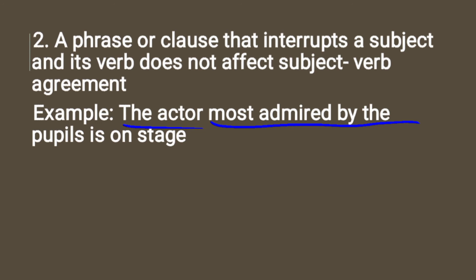So the actor most admired by the pupils, we're not going to say are on stage. If we say are on stage, then we mean the actor is not the subject, but the pupils. That's what we are going to mean if we do it that way. Now, since we know the principles of English, we are perfect students. The correct English here is the actor most admired by the pupils is on stage, because we only have one actor here. So the agreement here is the actor is on stage.